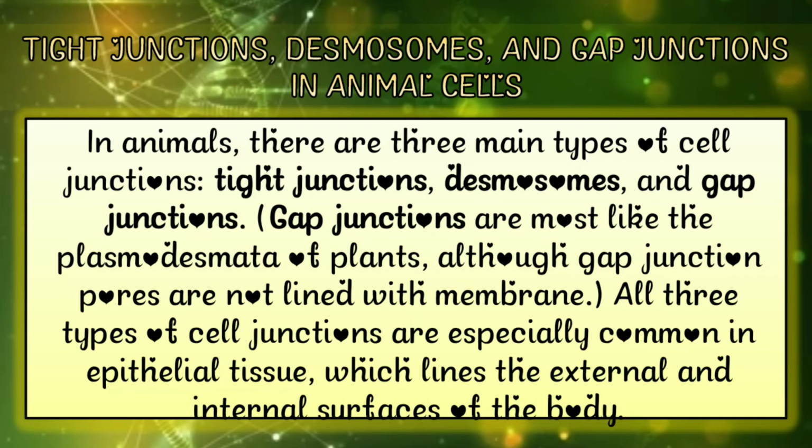Tight junctions, desmosomes, and gap junctions in animal cells. In animals, there are three main types of cell junctions. These are tight junctions, desmosomes, and gap junctions. All three types of cell junctions are especially common in epithelial tissues, which line external and internal surfaces of the body.